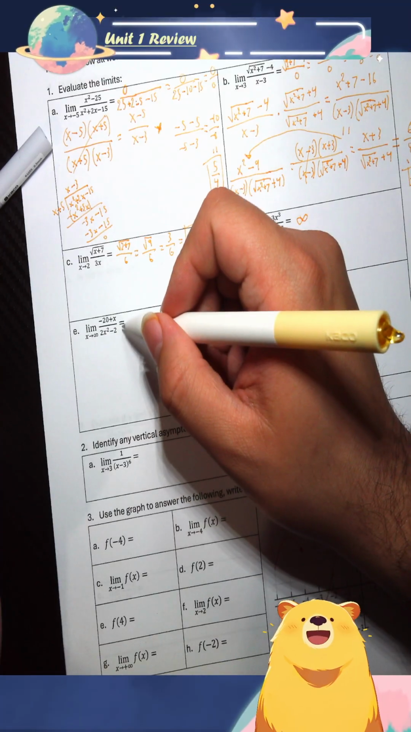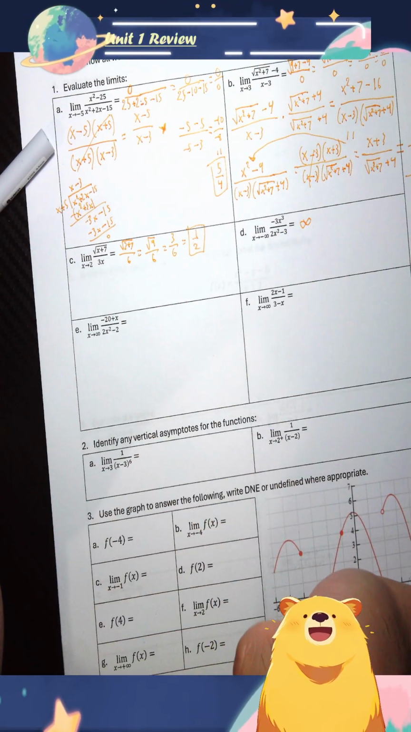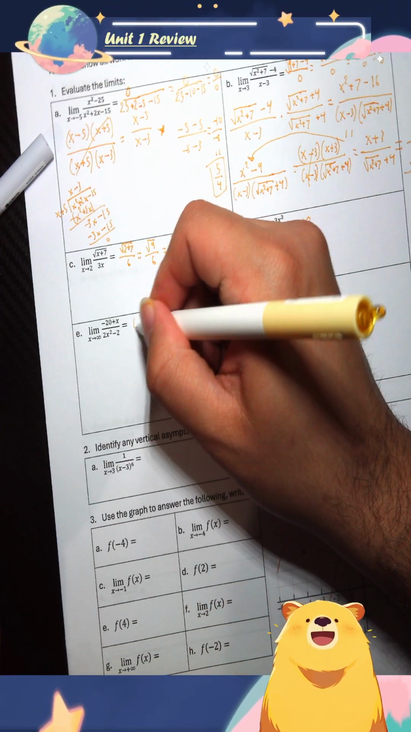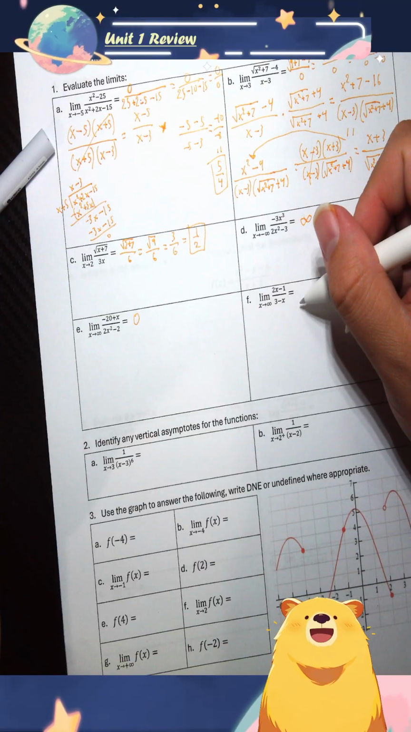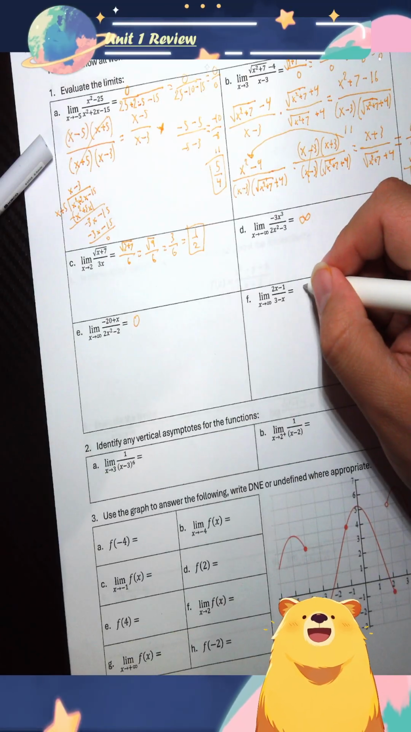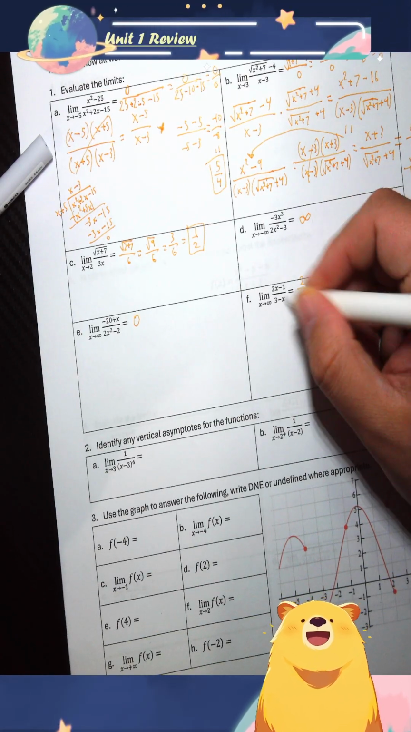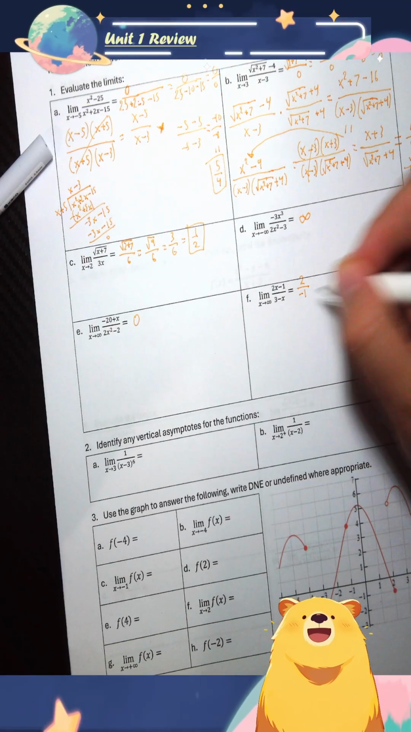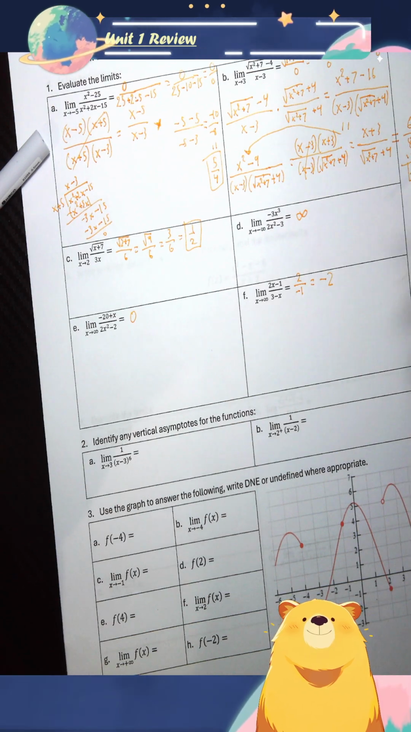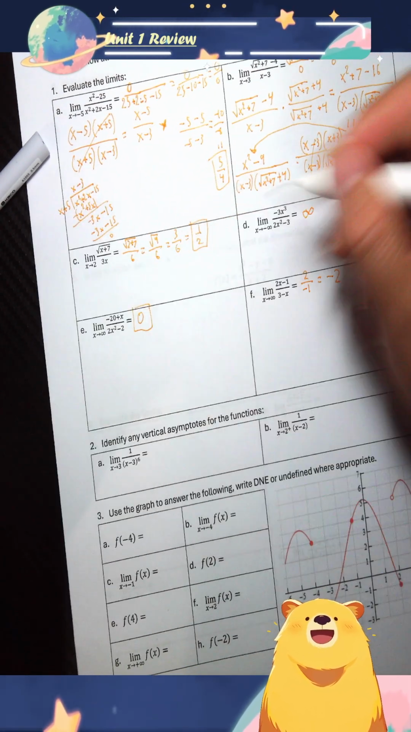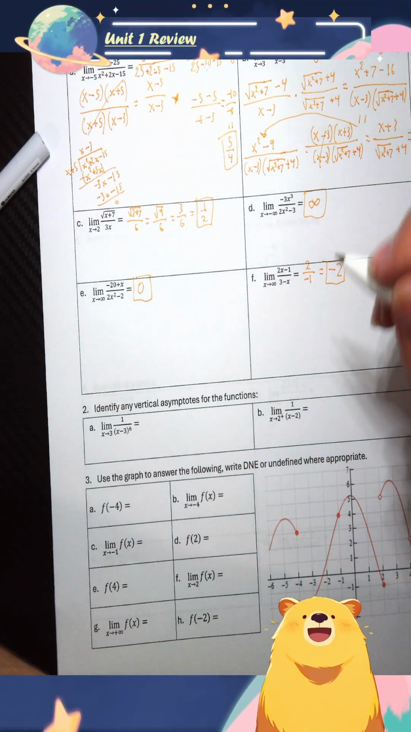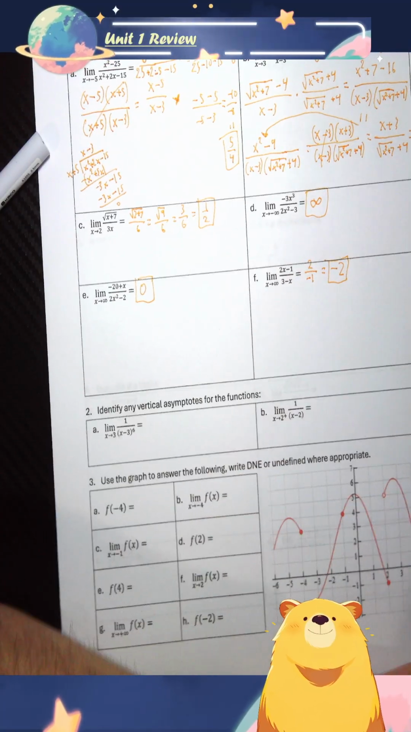Alright, over here, the degree of the denominator is definitely bigger. So that means we just go towards 0. Over here, both degrees are the same. So we take the leading coefficient of the top divided by the leading coefficient of the bottom. And then we can definitely simplify that to just negative 2. And those are our answers. Alright, pretty straightforward. Let's move on.